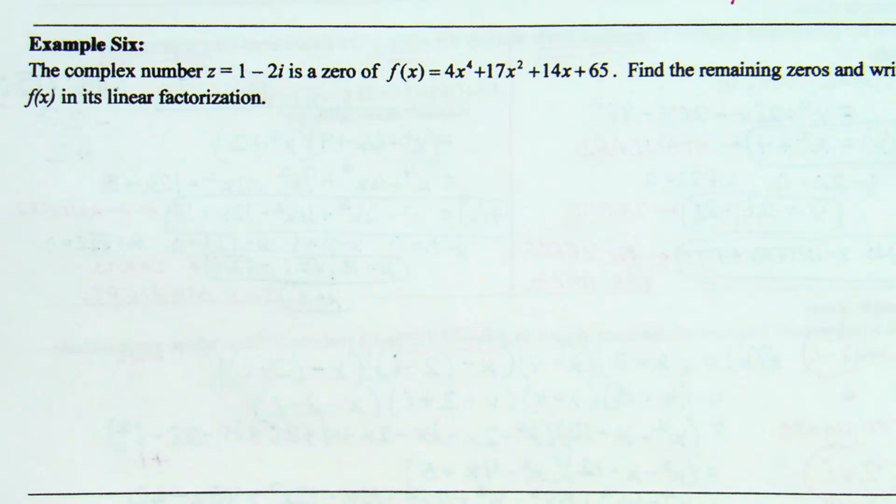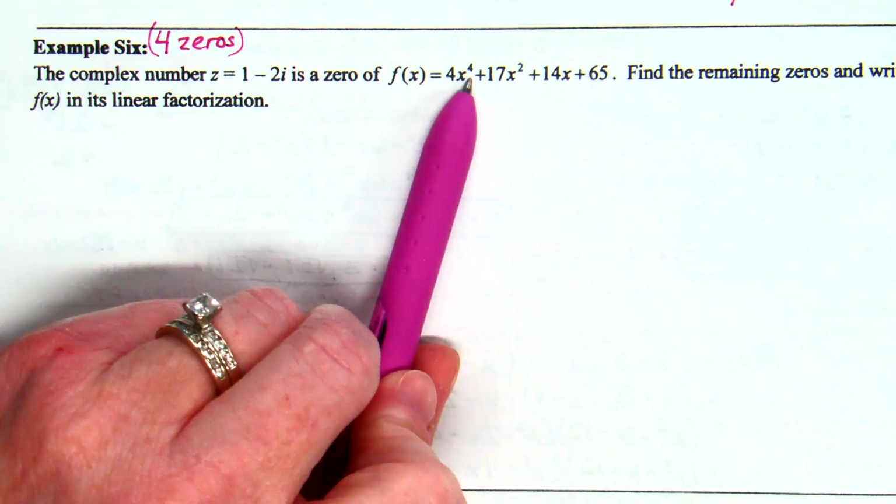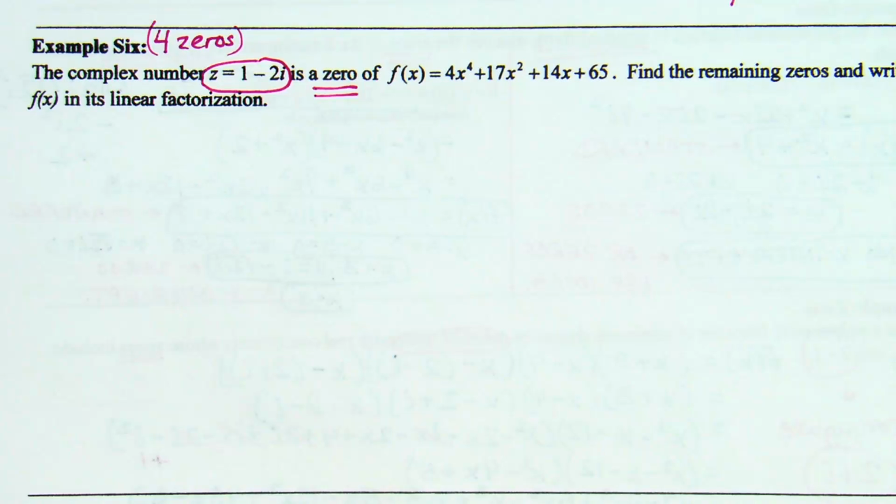Now, what do you notice on this one? They gave us 1 minus 2i as a 0. So nice of them. Considering if you graph this, you're not going to find any on the graph. It's very nice of them, because this problem would be rather difficult if they didn't give us a starting point. I don't know if it would be possible. So they gave us a starting point.